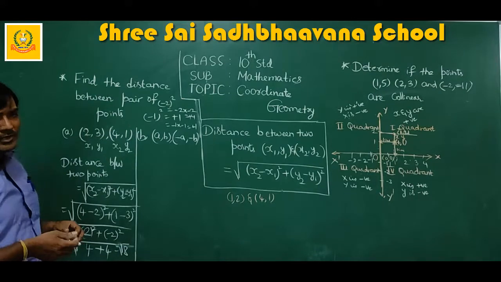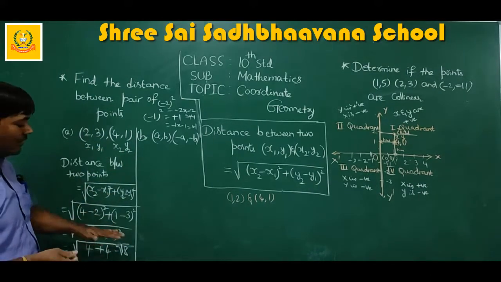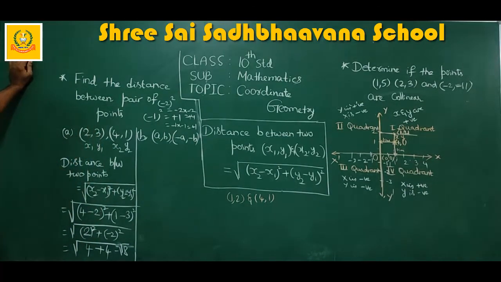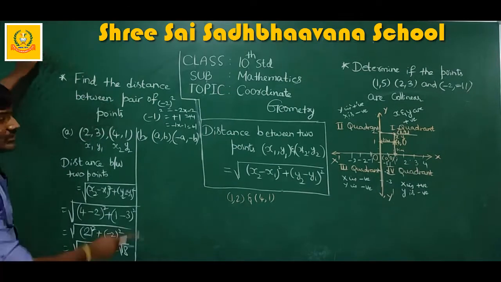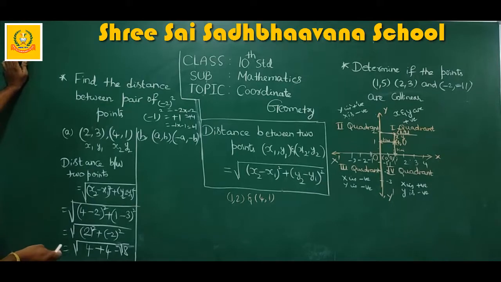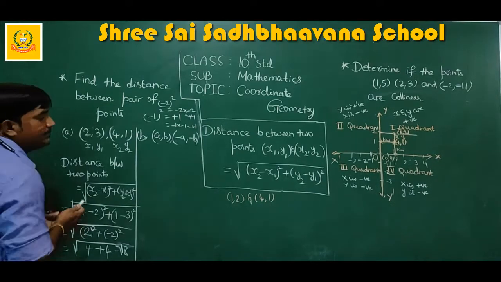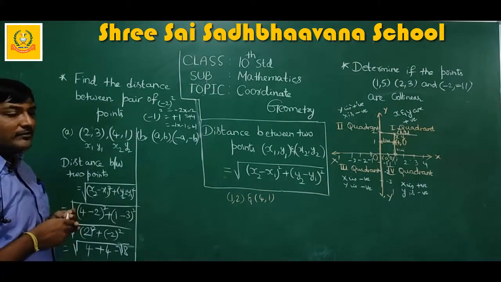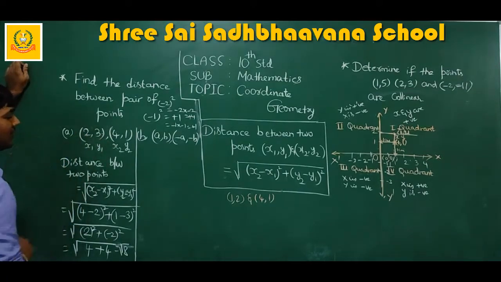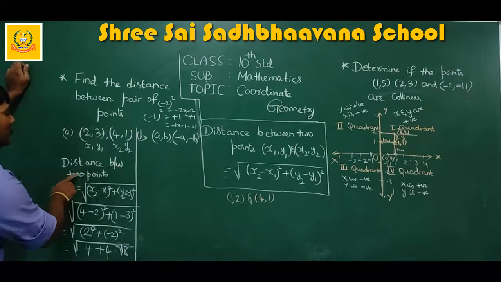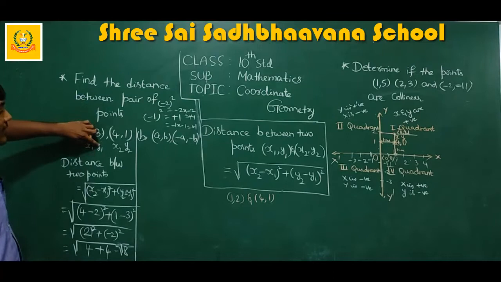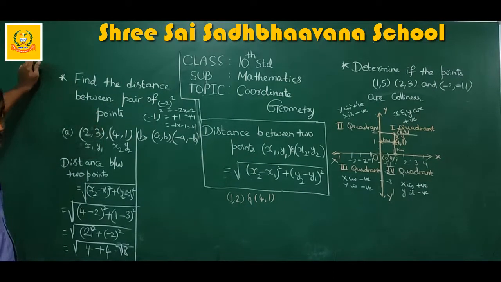Units may depend on the scale you take. You can take it as root 8 units, or you can write root 8. So, I will just explain once again. We have 2 points, 2, 3 and 4, 1. We are finding the distance between these 2 points. Just look at the formula we have. Distance between 2 points x1, y1 and x2, y2 is equal to root of x2 minus x1 whole square plus y2 minus y1 whole square. So, I'll assume the first coordinate as x1, y1, the second coordinate as x2, y2. Just write the formula once again. And the first coordinate you take as x1, y1, x1 as 2 and y1 as 3. Don't take it the other way.